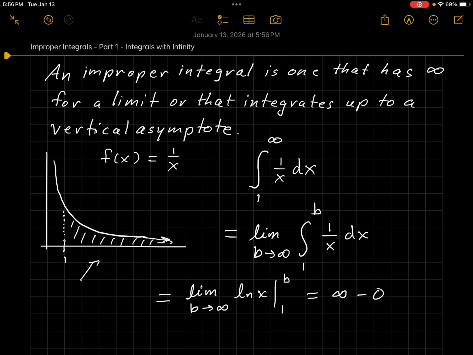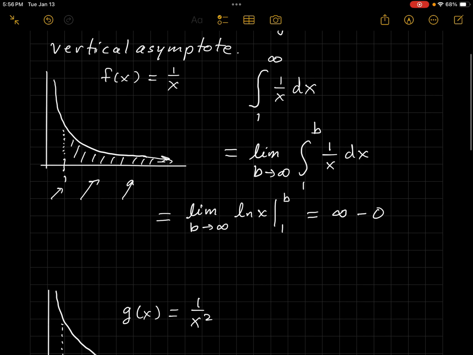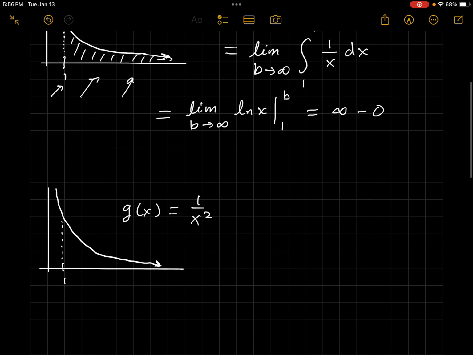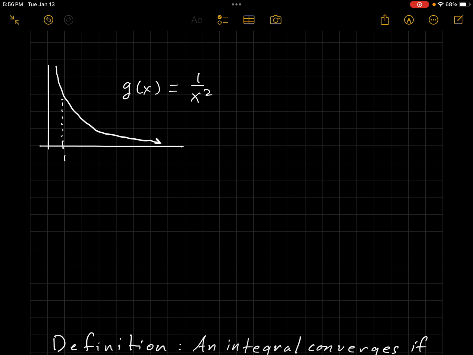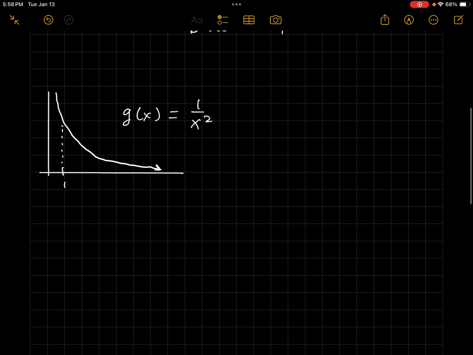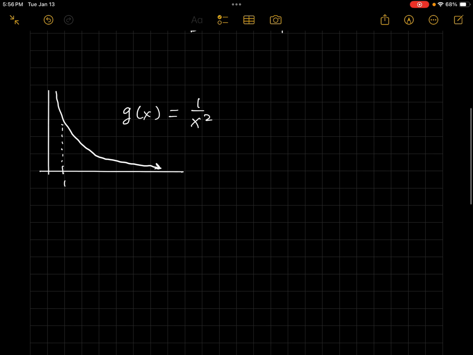So if I were to integrate from 1 to infinity, the area beneath the curve and above the x-axis would equal infinity. Now the question might arise: if I integrate from 1 to infinity of any function, as long as it's a non-zero function, won't the value always equal infinity? Let's take a look at our next example.